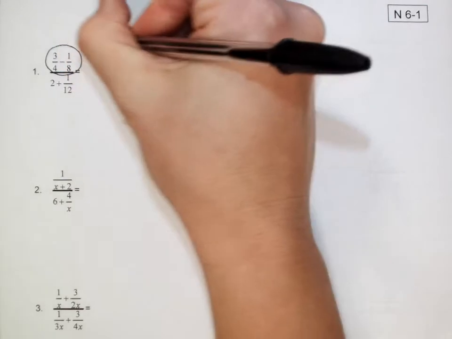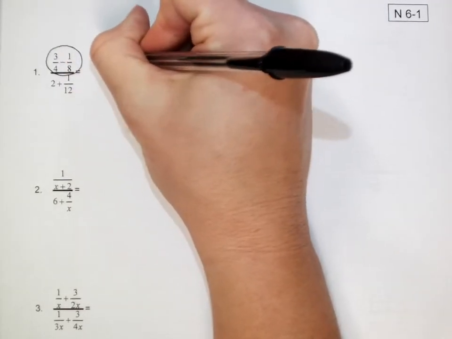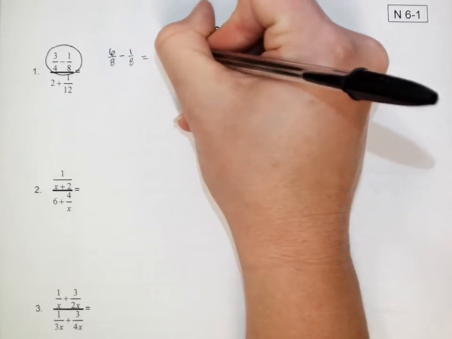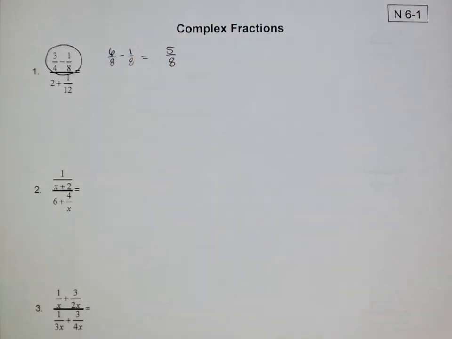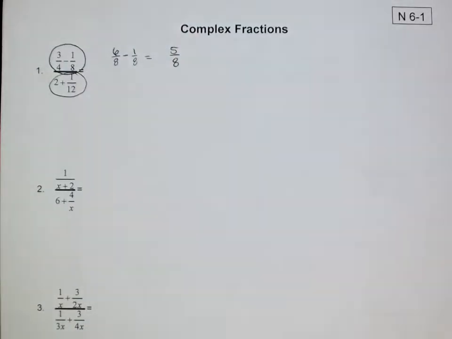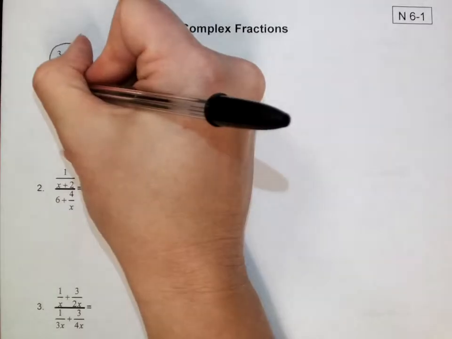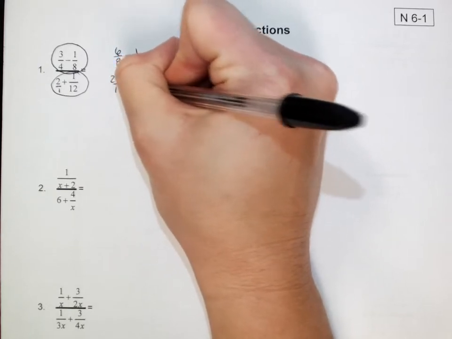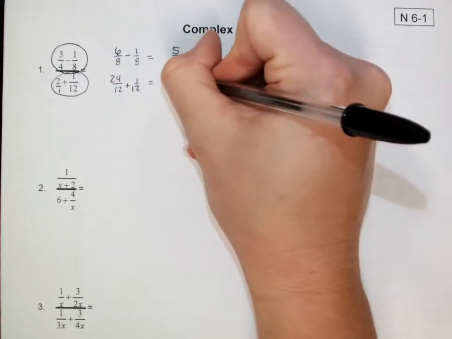To be able to put those together, I have to have common denominators, and this one's pretty easy because it's just numbers, okay? I could change this one into a 6/8 minus a 1/8, and that's going to give me 5/8, okay? I'm going to do the same thing to the bottom down here, finding common denominators between basically a 1, remember, and a 12. So this is going to be 24 over 12 plus 1 over 12 is going to be 25 over 12.